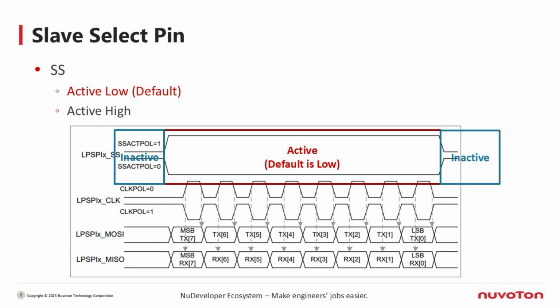In the timing example shown here, as soon as SS enters the active region, the red box, the clock starts toggling according to the CLK POL configuration. Data then shifts out from the MSB down to the LSB. And once SS leaves the active region, shown in blue, the clock and all data lines return to their idle state, marking the end of that entire SPI transfer.